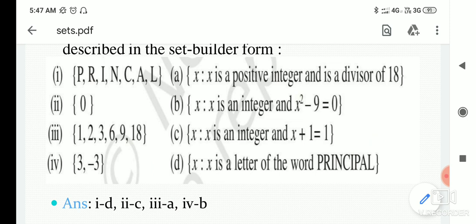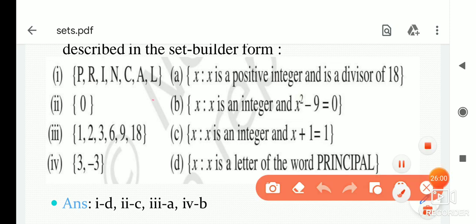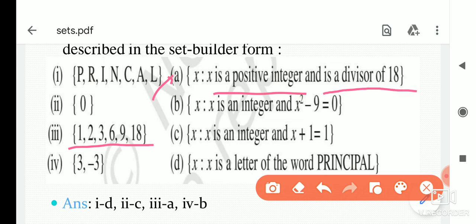The third example is 1, 2, 3, 6, 9 and 18. So let's see the set A here. Set of all x such that x is a positive integer and is a divisor of 18. So you can see these are all positive integers, and is a divisor of 18 also. Already we have seen this type of example previously, for number 42 at the start of this lecture. So this one is similar to that. So all numbers are positive integers and divisors of 18.